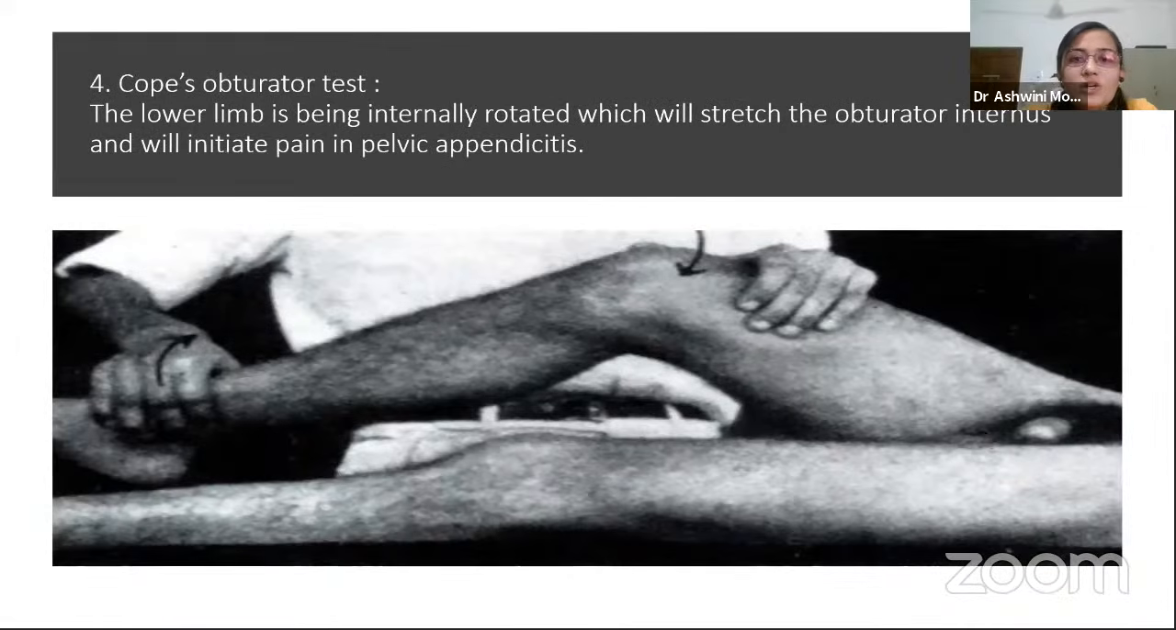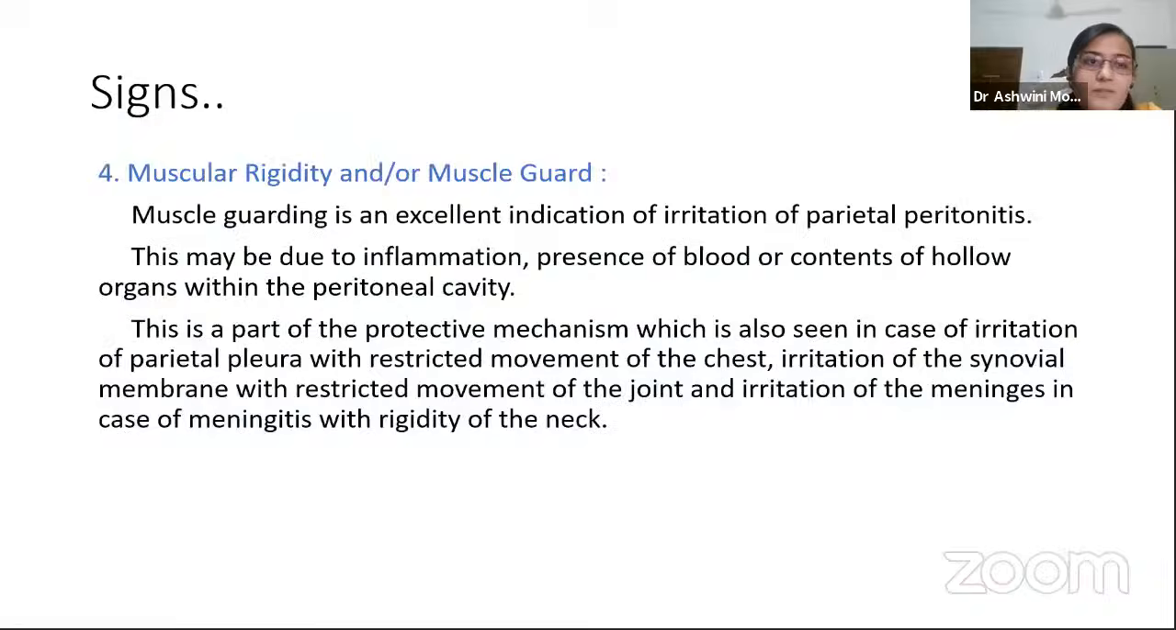Similar is Cope's obturator test. In this case, the lower limb is internally rotated, which will stretch the obturator internus muscle, and this will initiate pain in pelvic appendicitis. If the appendix is pelvic in position, it will cause irritation over the obturator internus muscle when we internally rotate the thigh. So here I have shown the figure: the patient is lying supine, and the clinician is internally rotating his thigh, and that will cause pain in the same Sherren's triangle.